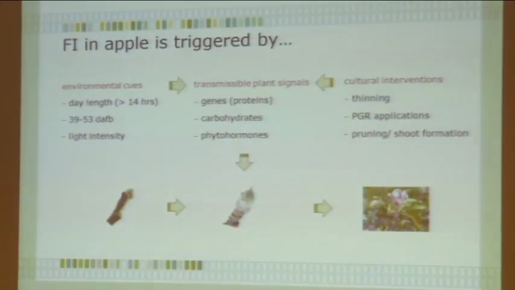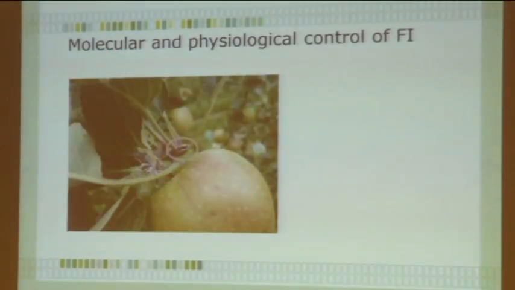And only if we have a very good constellation of all those factors, the transition from a vegetative bud into a floral bud can occur, and finally flower can happen in the following spring. Now, this is sort of the basis of molecular and physiological control of flower induction. We are very much interested here in what happens inside the bud.